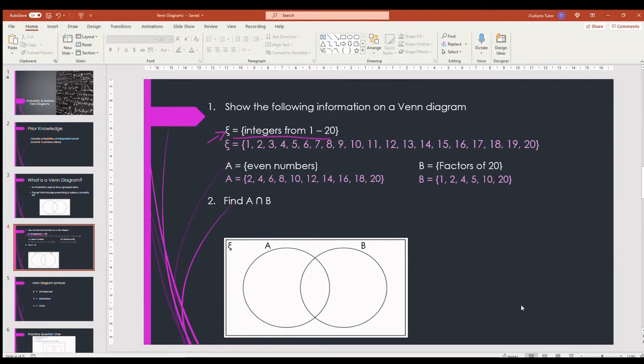Let's start with the middle section of the overlapping circles, which is this section over here. In this section, we would have anything that is in set A and in set B. So it would be even numbers, which are also factors of 20. Let's have a look at both sets. 2, 4, 10 and 20 also appear in set B. And these are the numbers that will go in the intersection of A and B. Let's put these in.